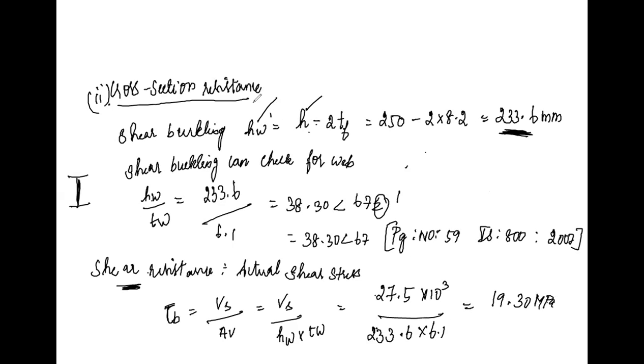Why are we calculating the value of HW? Because the shear buckling and shear resistance occur only in the web of the I section.